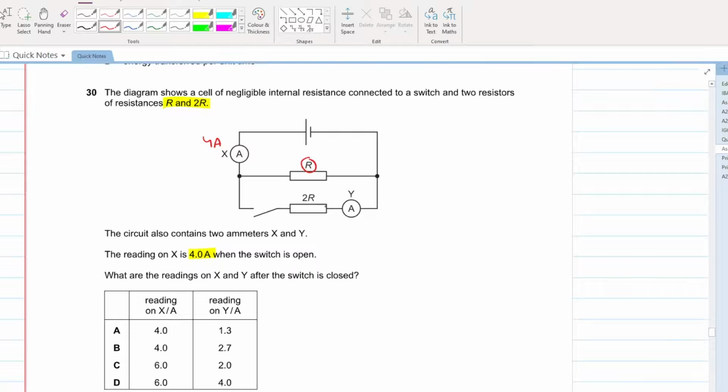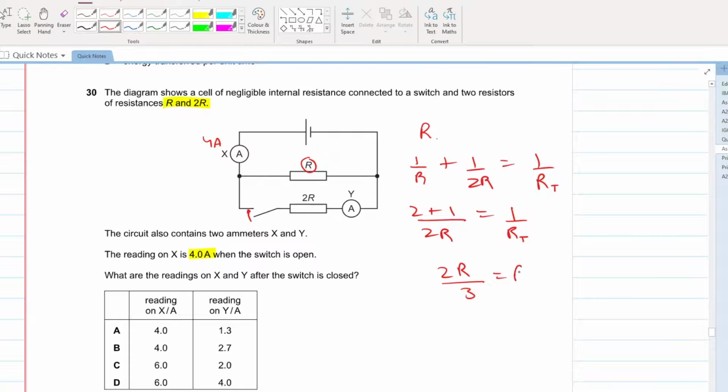So after the switch is closed, what happens to your total resistance? Initially, your total resistance was R. Now, what will your resistance become? 1 over R plus 1 over 2R is equal to 1 over RT. This will become 2 plus 1 over 2R is equal to 1 over RT. 2R divided by 3 is your total resistance now. So initially your resistance was R, now your resistance is 2R over 3. Can you see your resistance has decreased by a factor of 2 over 3?